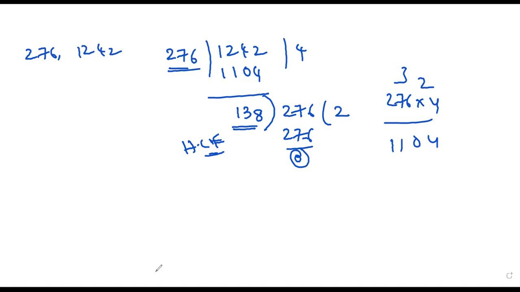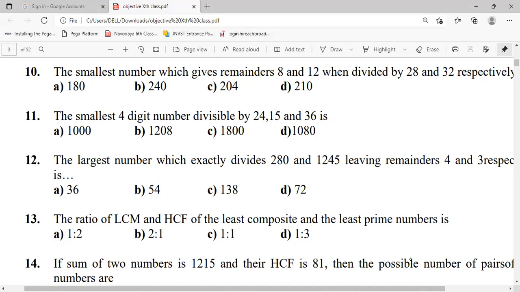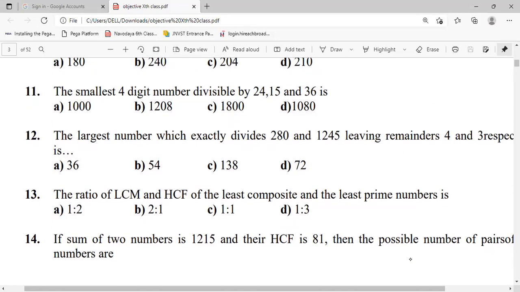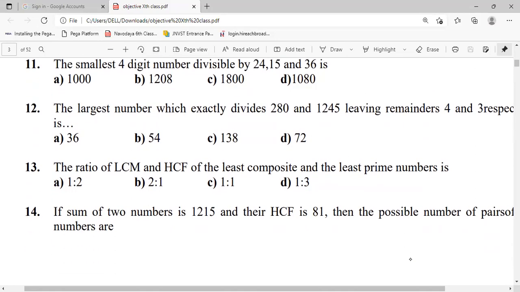Again I'm saying, whenever they are giving the numbers directly, to find the largest number you just go for the HCF of those direct numbers. Whenever they are giving remainders, we have to subtract those remainders and do the LCM HCF procedure. To find the HCF we have so many methods. Prime factorization method is there, long division method is also there. Whichever is better, you do that.